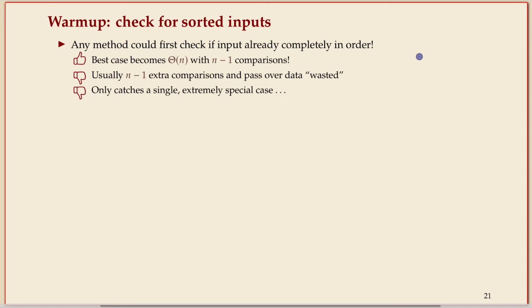I mean, it's fairly cheap. Compared to n log n, n-1 comparisons is not so much. But of course, it's very limited, right? You only get the completely sorted case. Fine. Maybe you can add a second special case for the reversely sorted one. And do you want to keep going, like add more of these?